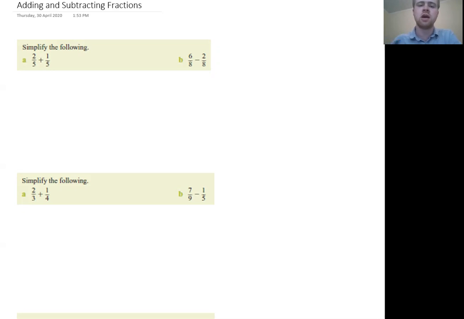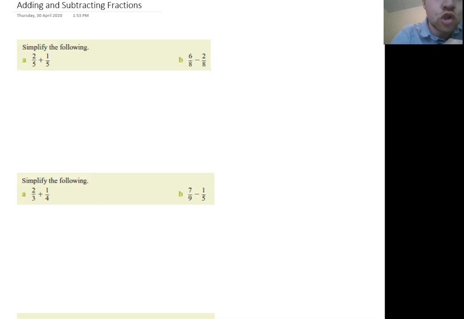So notice that when we add fractions, we add the top number, the numerator, but we don't add the denominator, because we're just talking about how many bits do we have. If we have 2 bits plus 1 bit, then we have 3 bits. In this case, those bits are fifths. So just add the top numbers, don't add the bottom numbers.